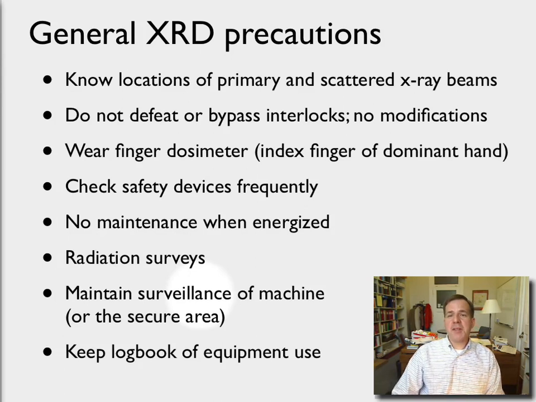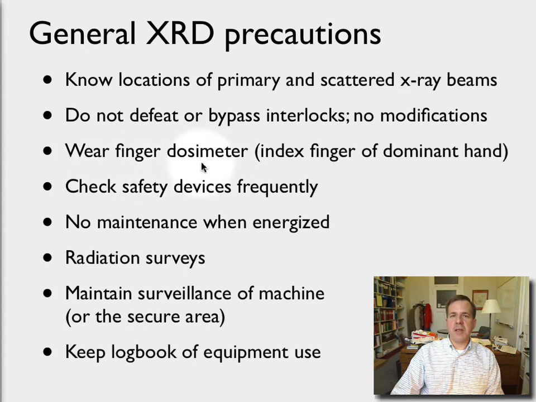So in terms of precautions that we take, the first and perhaps most obvious one is that you should know where the primary, the main X-ray beam is, and where the scattered X-ray beams can go. We never defeat or bypass interlocks, and we don't modify the equipment in any way. We always wear our finger dosimeters.